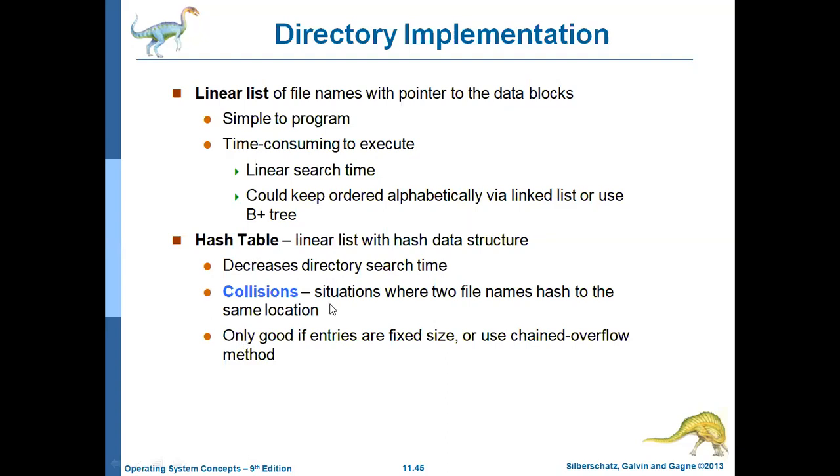Here we are expecting collisions. So what are these collisions? They are situations where two file names hash to the same location. At that time, that has to be managed, so that is called a collision. This works only if entries are of fixed size, or if you are using a chain overflow method.